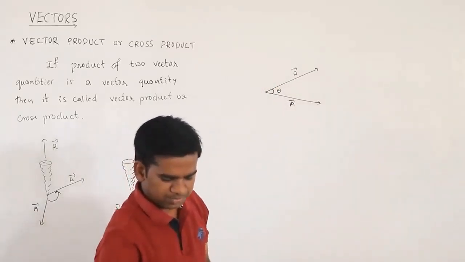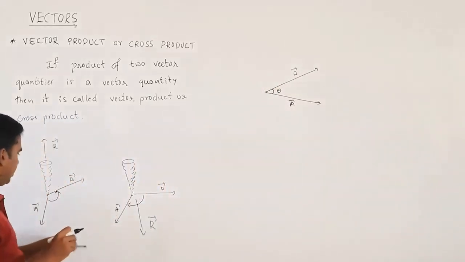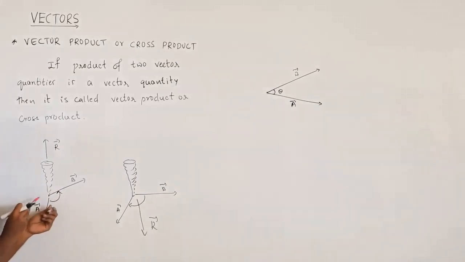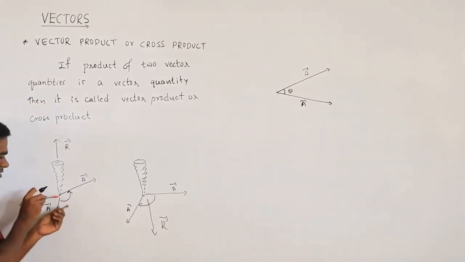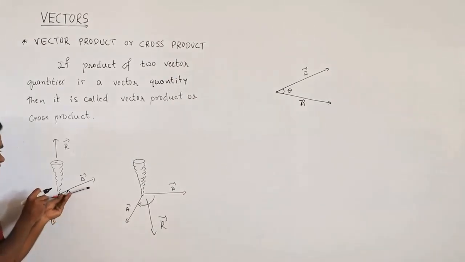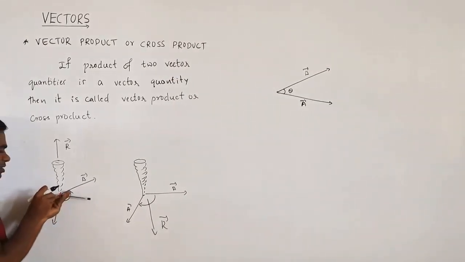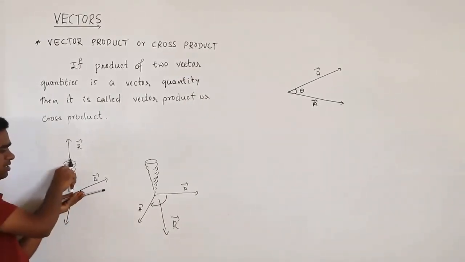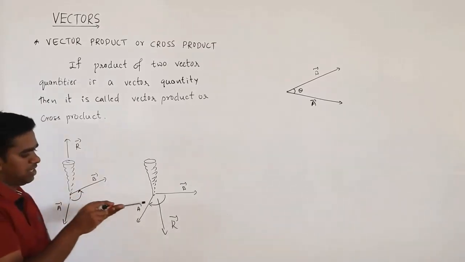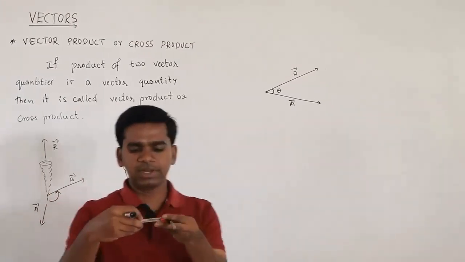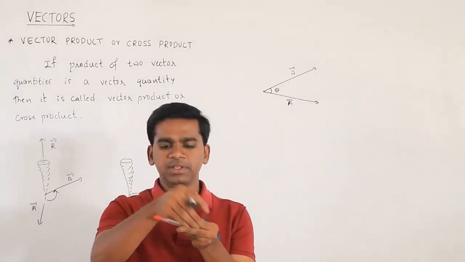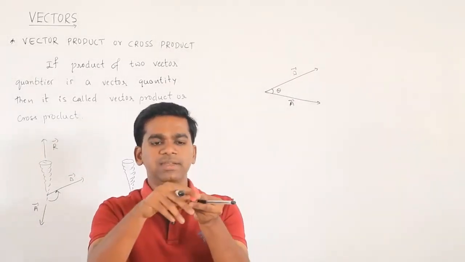From where to where are you rotating? From here to here. A is like this and B is coming to here. So this is your resultant. This is three-dimensional. The same thing I am doing here: I am taking two vectors A and B like this. These are going to be the two vectors A and B.